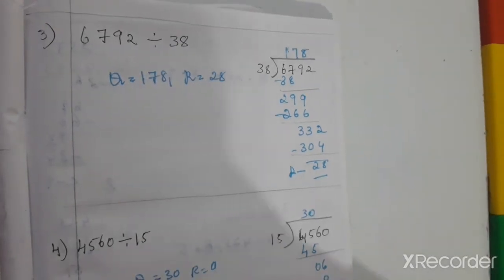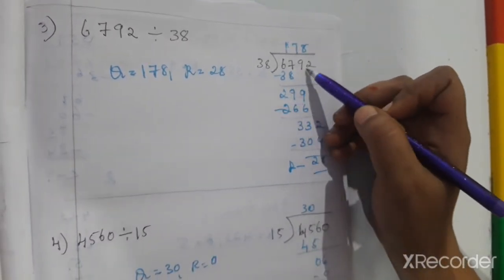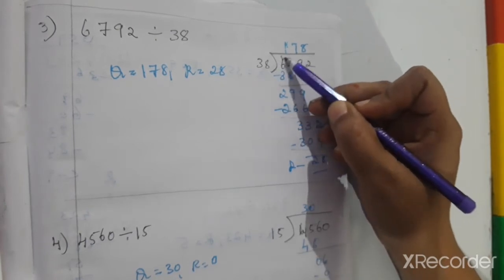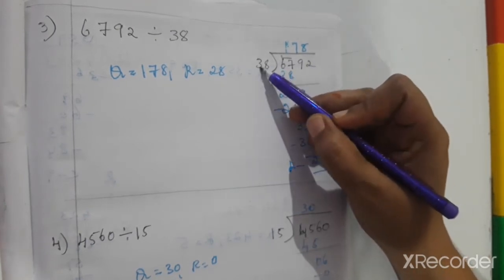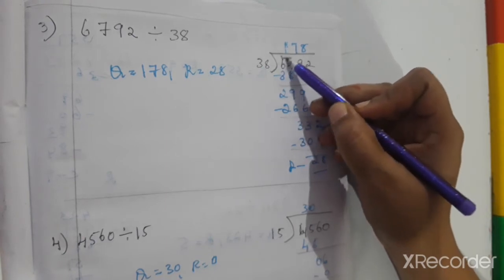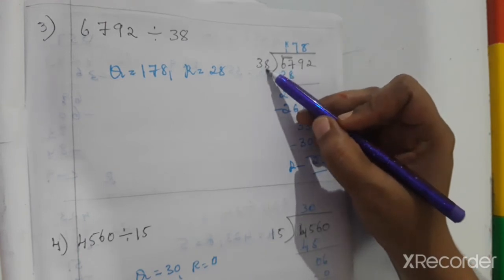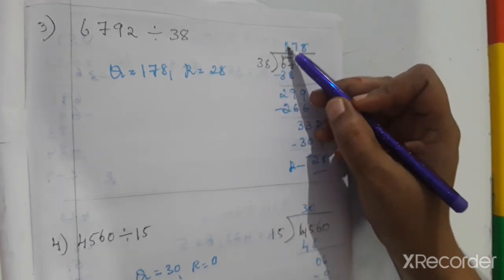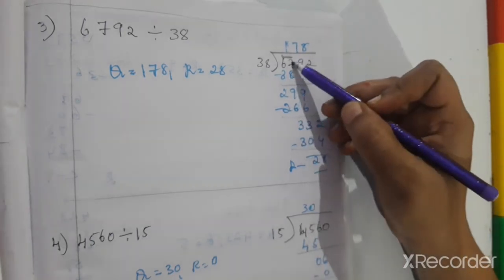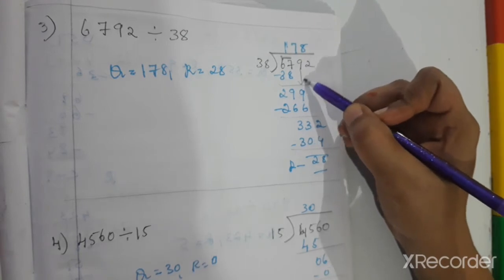Next third one, 6792 divided by 38. 38 here, 6792. So we can't take 6 as a single number, we have to consider 2 digits. 6 is less than this number. Exact one we can take or nearer. So we have to take 67, two numbers. Nearer to 67 in the 38 table. 38 ones are 38. 38 twos is greater than this. So 38 ones are 38. 67 minus 38 is 29. And bring one number down, that is 9.